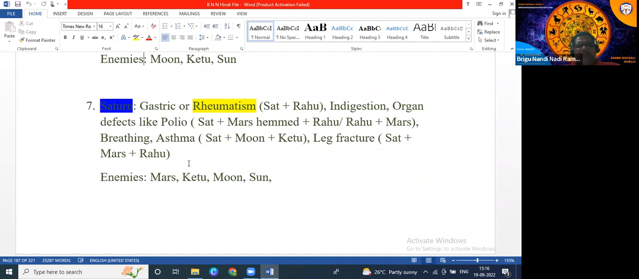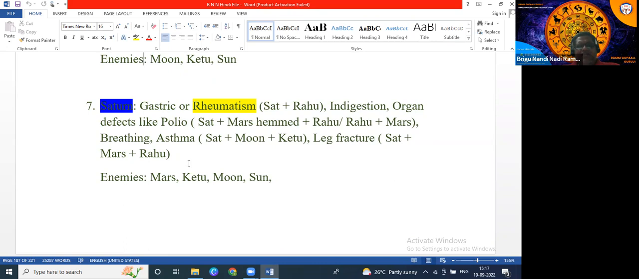So if Saturn is conjoined with Mars, Ketu, Moon, Sun, then the native will have gastric related problems and rheumatism, vata related, wind related. So rheumatic fever, rheumatic problem and gastric problem, particularly when Saturn and Rahu are together, though they are friends. Here, all the time we consider only enemies, but certain times, if they have the same qualities, then the problem will also be more.